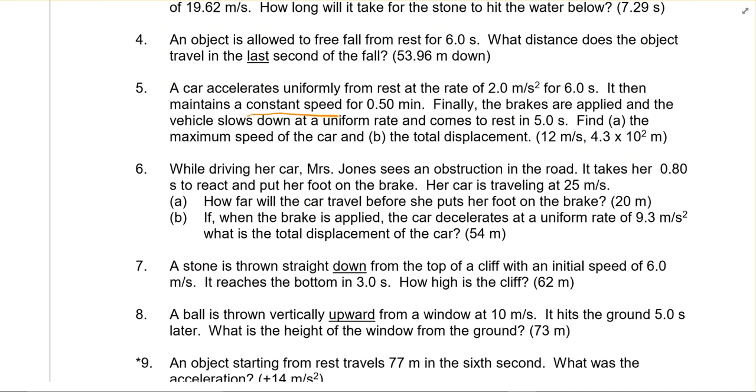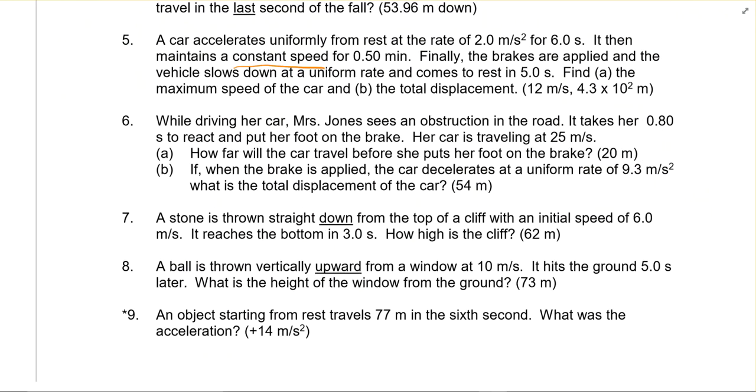Number 7 says a stone is thrown straight down from the top of a cliff with an initial speed of 6 meters per second. It reaches the bottom in 3 seconds. How high is the cliff?